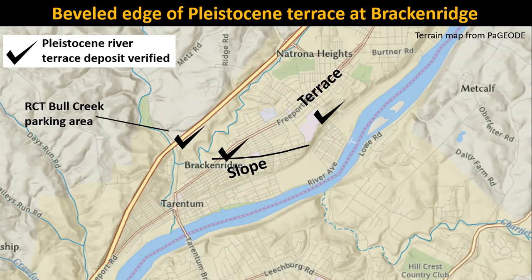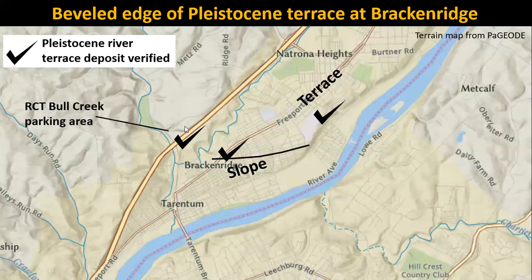The check marks indicate places where I went in the field and looked for in-place deposits that I could be convinced had rounded pebbles and cobbles and sand from that ancient river deposit. I looked around the area around the Bull Creek Trail parking area. The trail climbs up here, and it's actually on the terrace here, on the edge of the terrace.